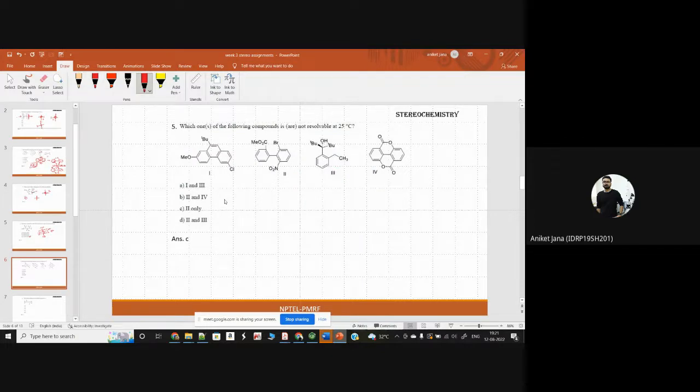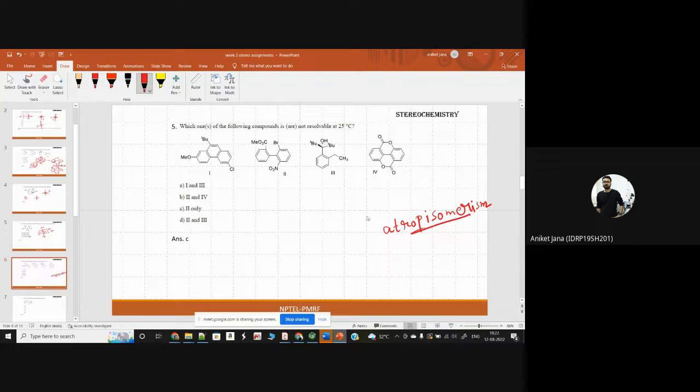Now tell me which of the following compounds are not resolvable at 25 degrees centigrade. Which concept will we utilize here to solve this problem? We discussed it earlier in today's class. Optical activity, definitely. When it is a question of resolving isomers, then it is obviously optical activity. But there is a specific term I discussed in the first slide. It is a special kind of isomerism, atropisomerism.